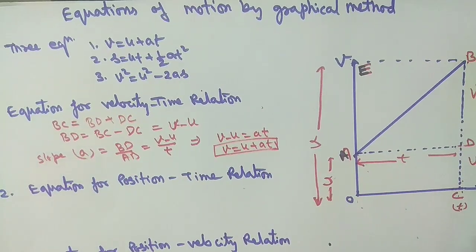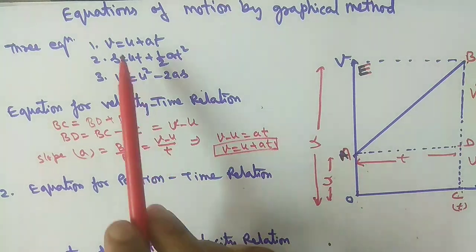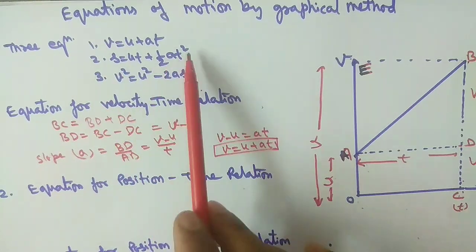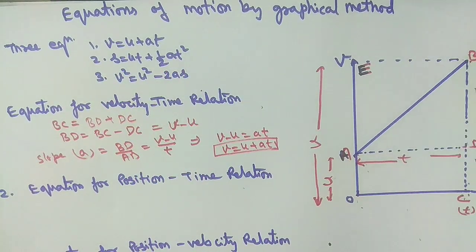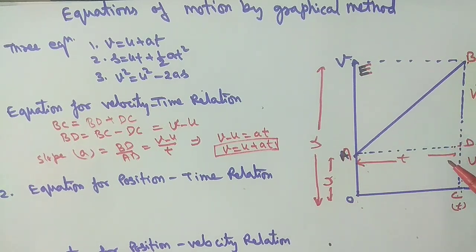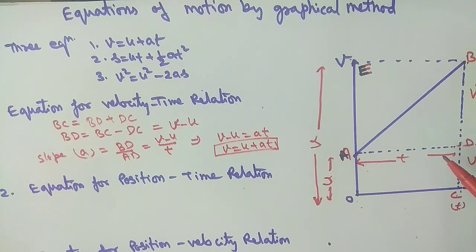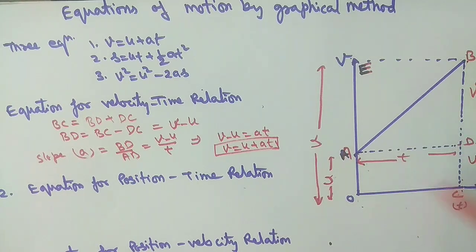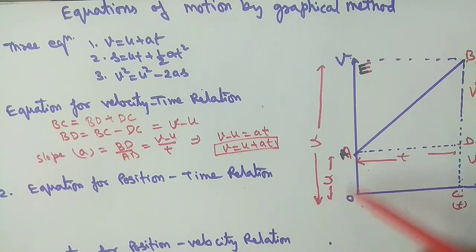Now come to the second equation, for the position-time relation, that is s is equal to ut plus half at square. To find this, we have to remember that from the VT graph, if we have to find the displacement, we have to find the area. So we'll find the area of this portion. This portion is made of a triangle and a rectangle. If we find the areas separately and add both, that will be the total area.